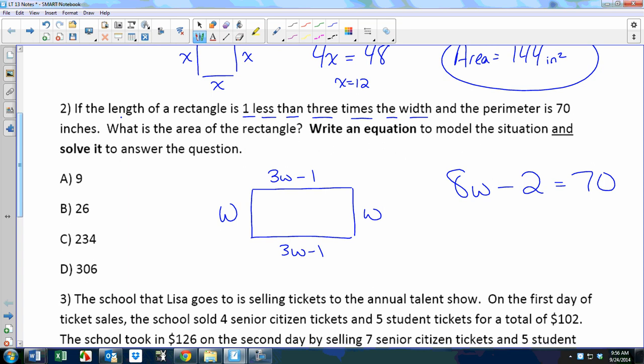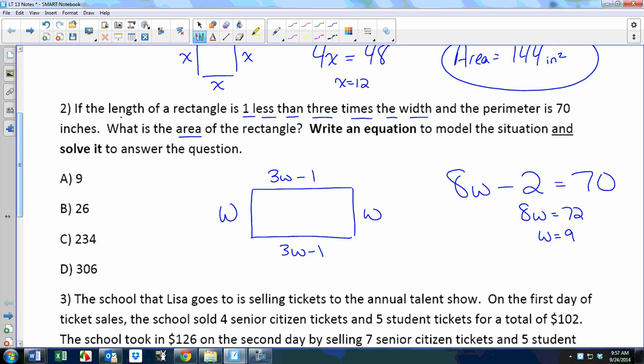Now solve it. Add 2. 8W equals 72. Divide by 8. W is 9. Here's a multiple choice question, right? There's a multiple choice, and there's the option A, 9. It's tempting to circle it, but is it right? No, we got to find the area of the rectangle.